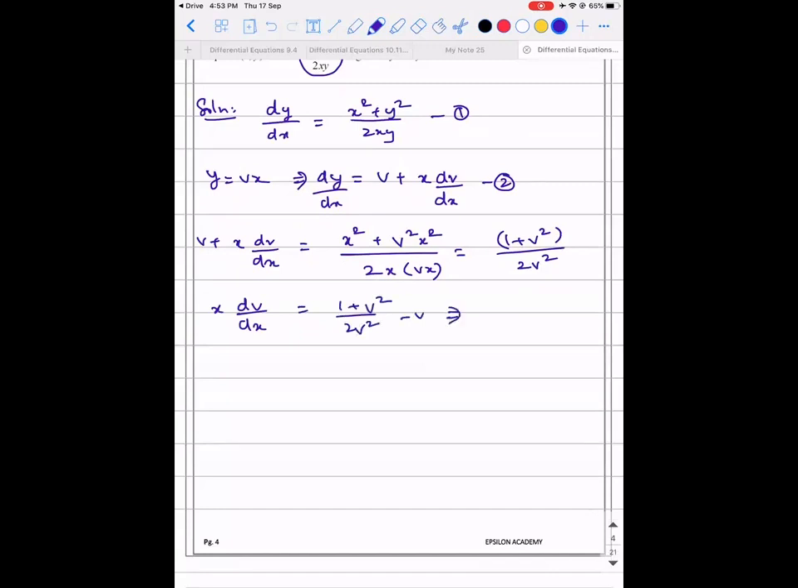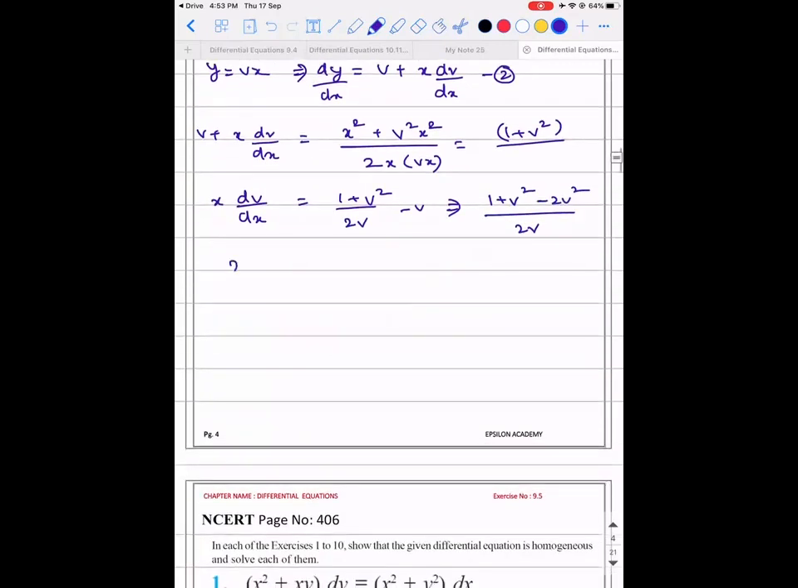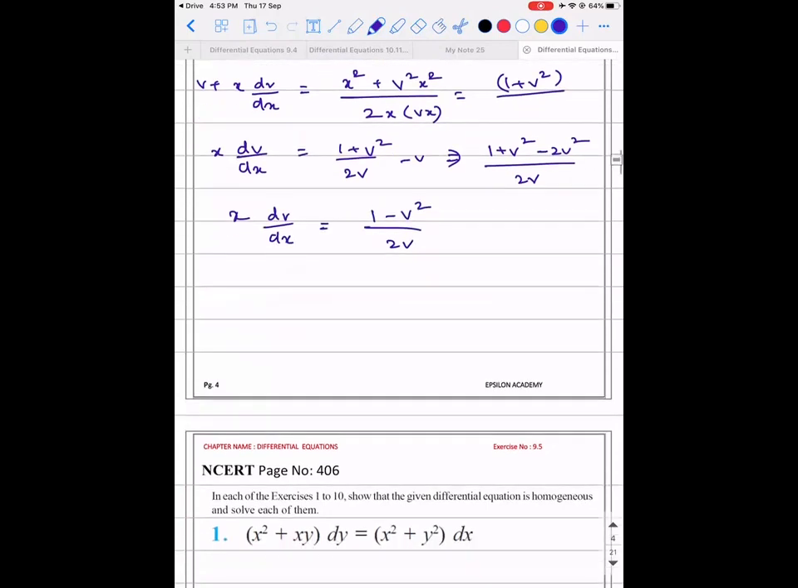which implies, Sir, that is 2v, no? 2v, yeah, sorry, yeah. It will be 1 plus v square minus 2v square divided by 2v. So x into dv by dx will be equal to how much? 1 minus v square divided by 2v. So 2v divided by 1 minus v square into dv is equal to dx divided by x.